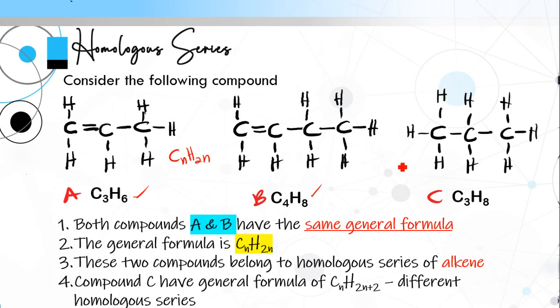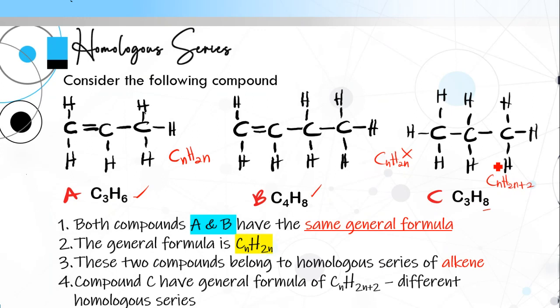However, for C, if you put CnH2n over here, if n equals 3, this is supposed to be 6, but here it is 8. So it does not follow CnH2n. In fact, it follows CnH2n+2. This is another general formula, which belongs to another homologous series, in this case alkane. So C belongs to alkane.